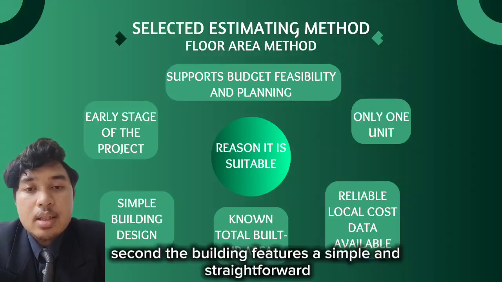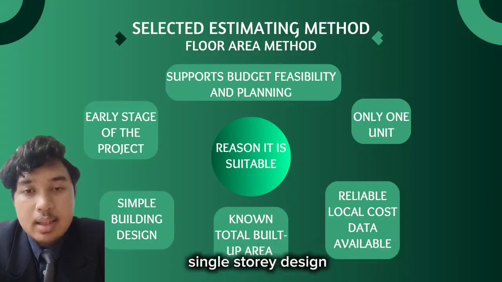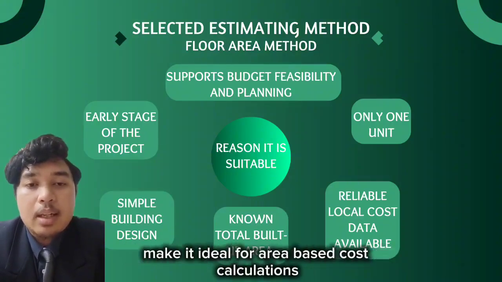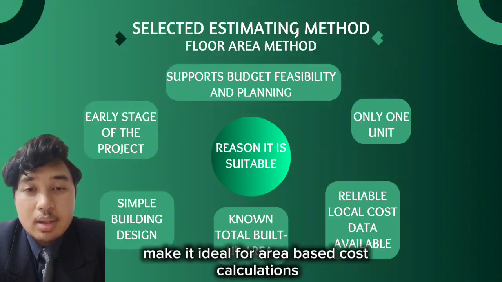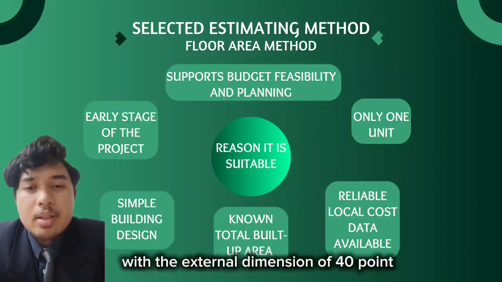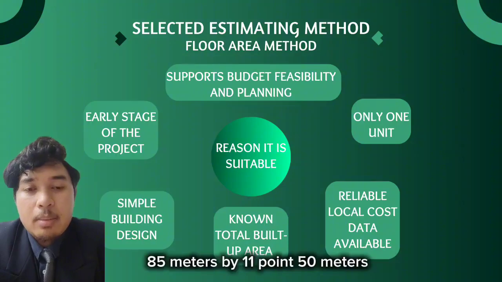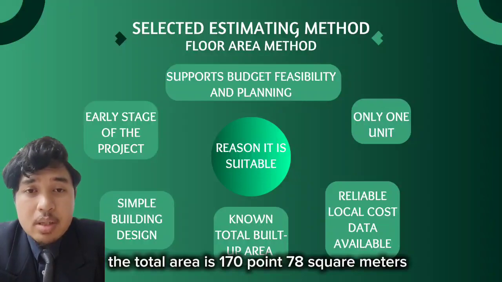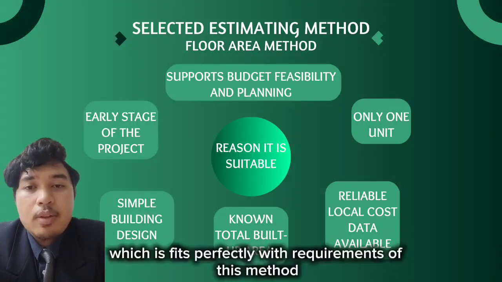Second, the building features a simple and straightforward single-story design. The rectangular layout and absence of complex forms make it ideal for area-based cost calculations. Third, the total build-up area is already known from the architectural plan. With an external dimension of 14.85 meters by 11.50 meters, the total area is 170.78 square meters, which fits perfectly with requirements of this method.